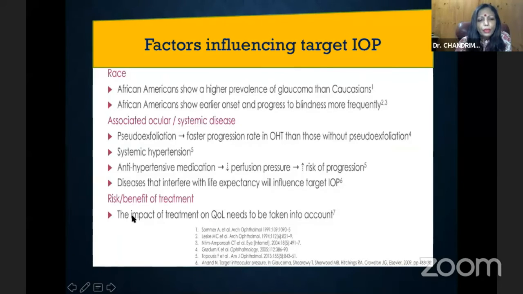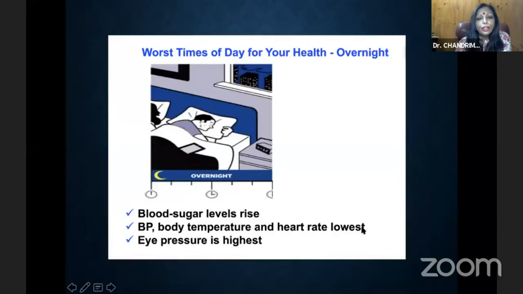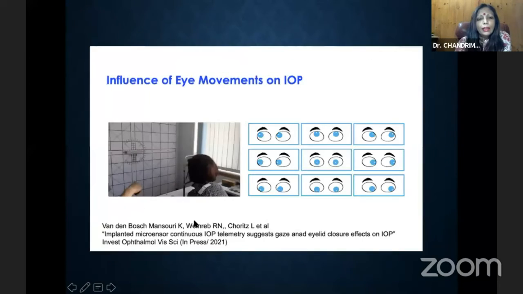And when we do it, we have to weigh the risk-benefit of the treatment and the impact of treatment on the quality of life. IOP is actually such a variable in resistance training. Look at the graph: walking and cycling, meditation and yoga, and alcohol consumption bring down the intraocular pressure. The worst time of day for your IOP is at night when you're sleeping, and so what we measure in the office is actually the lowest IOP.